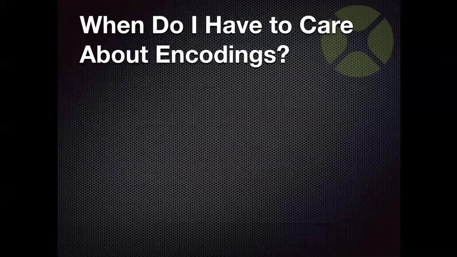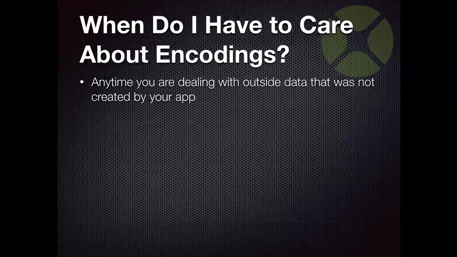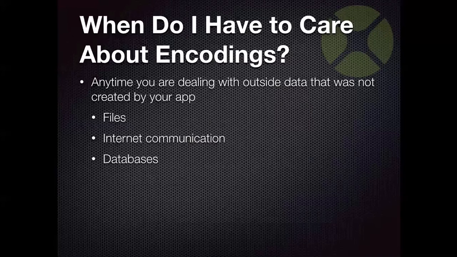So when do you need to care about encodings? That's really what it all comes down to, right? Well, when do I need to care about this stuff? So you need to worry about encodings anytime you're dealing with data that wasn't created by your app. So this can be information that comes from external files, stuff that comes from internet communications, databases. All of those are primary sources of data that your app didn't generate itself.